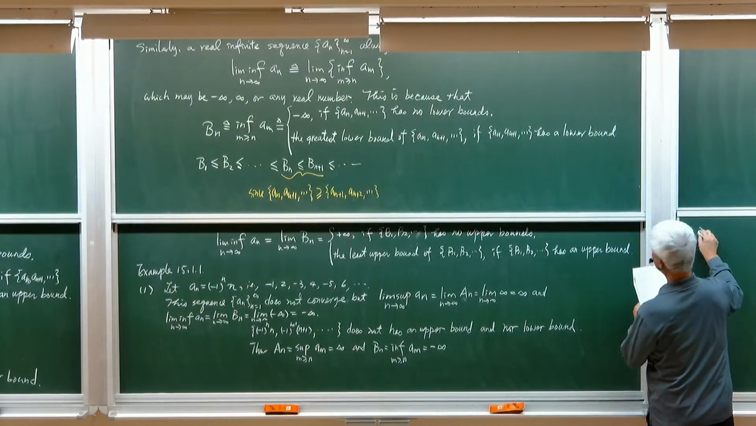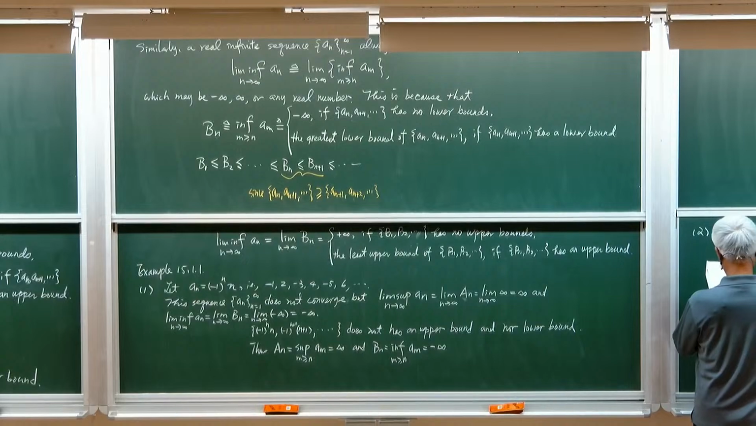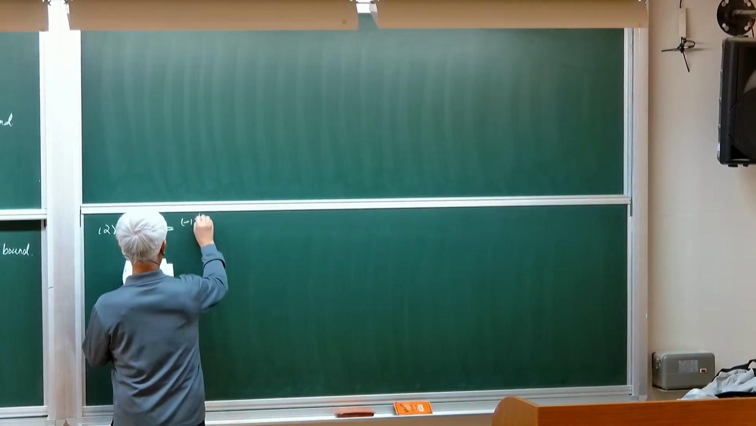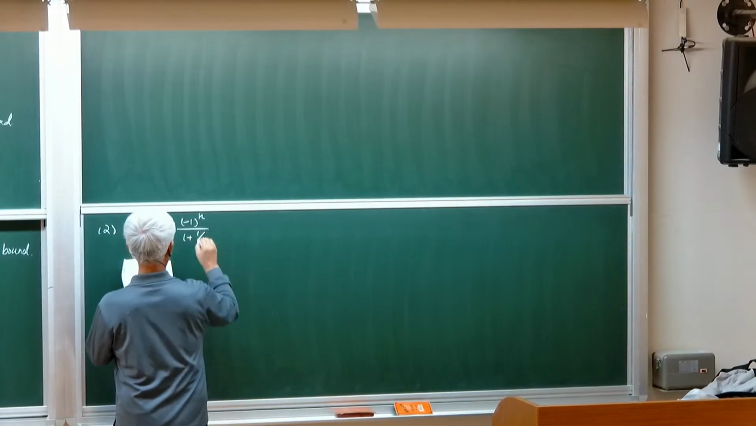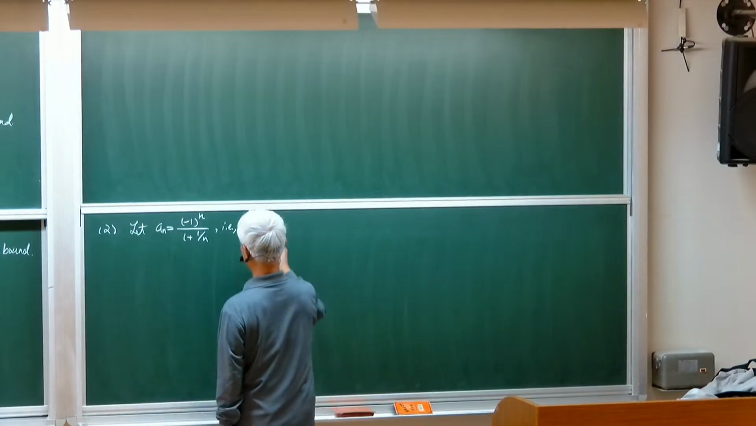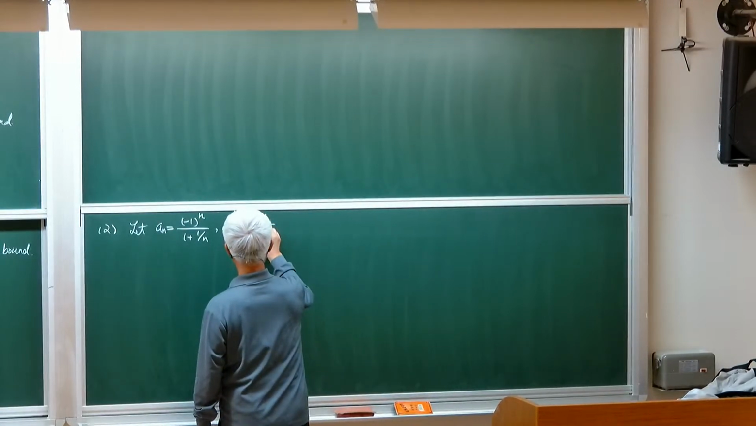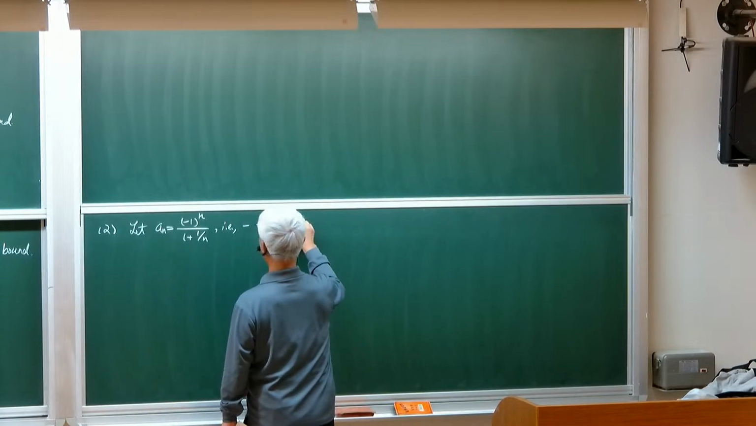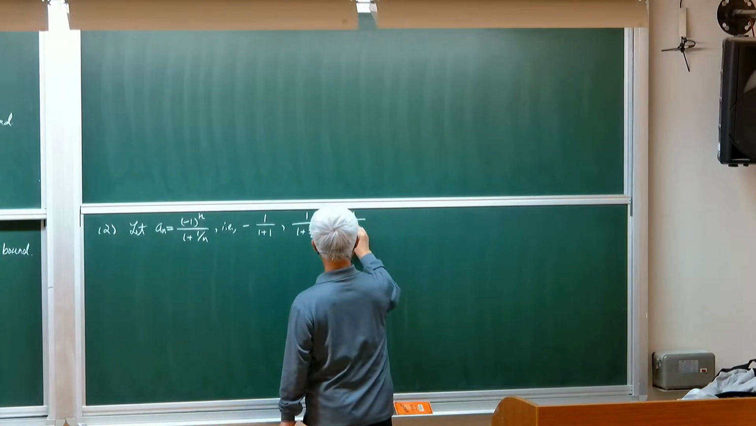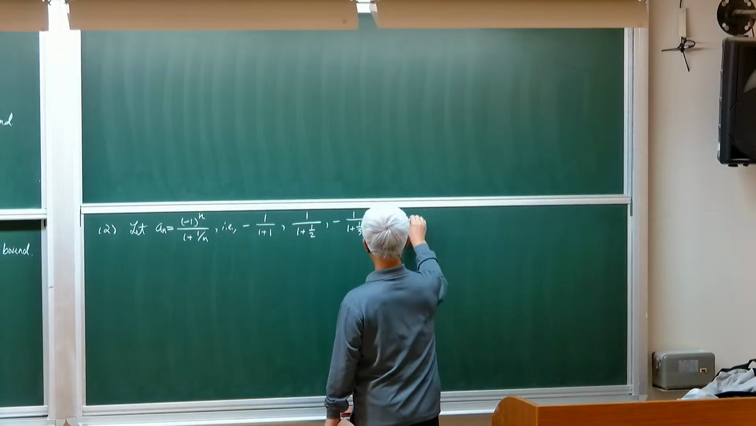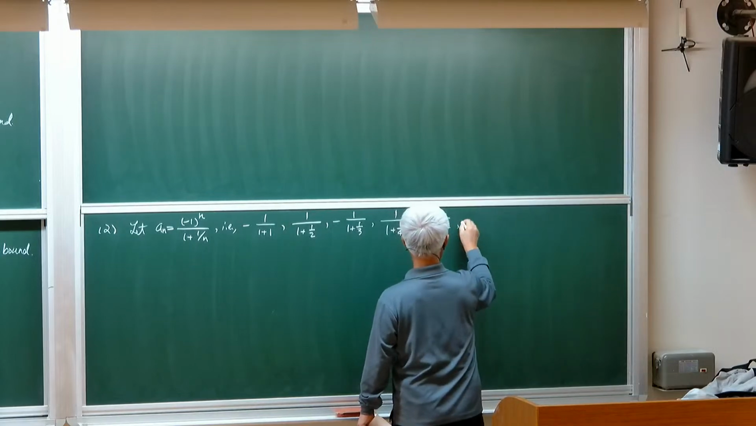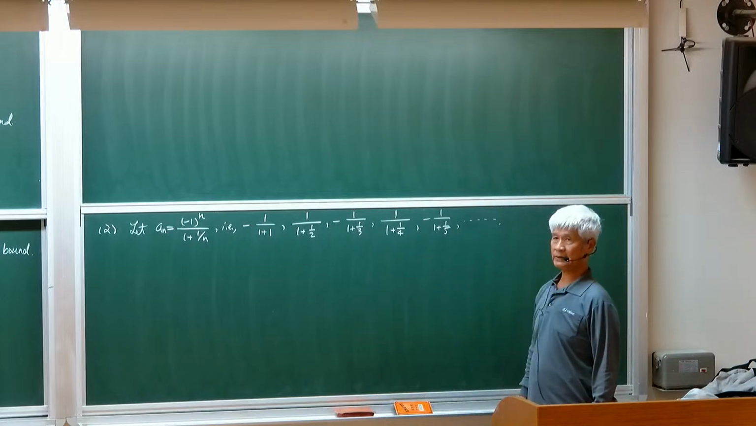All right. Second example, we let An be (-1)^n times (1 plus 1 over n), i.e., we have minus 1 plus 1, plus 1 plus 1/2, minus 1 1/3, plus 1/4, minus 1, etc. As you can see here.